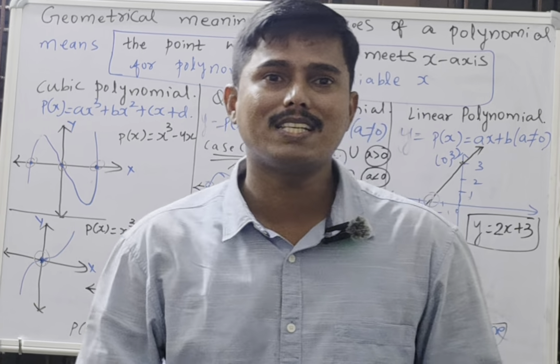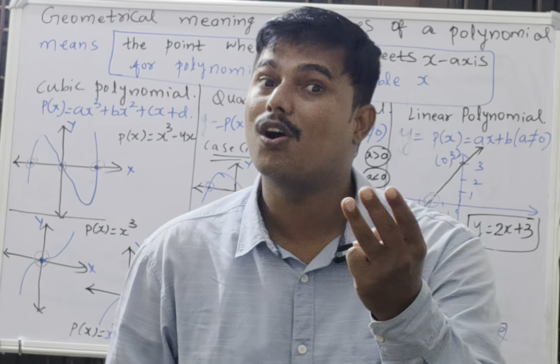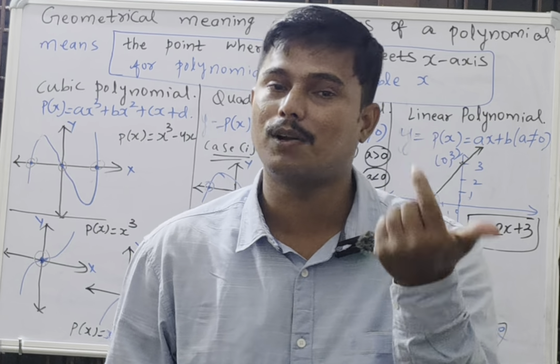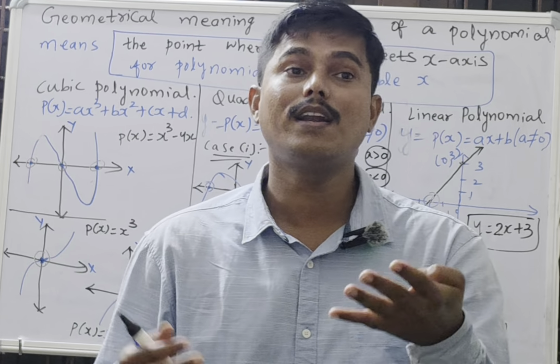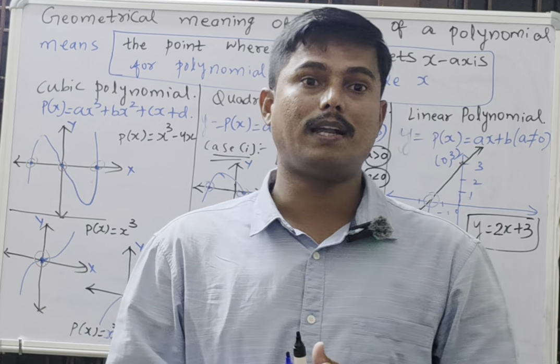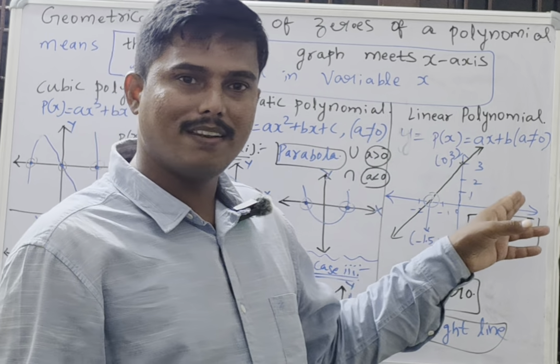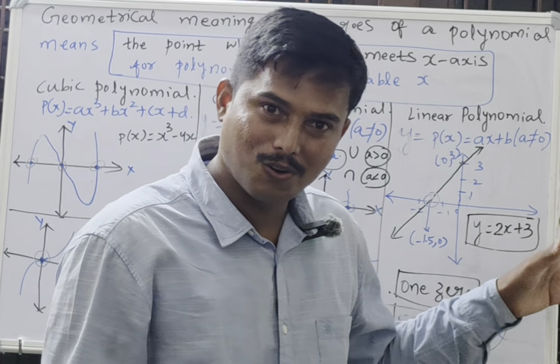So a cubic polynomial has at most how many zeros? At most 3 zeros. And at most means what? It may have 3 or 2 or 1 or no zeros. This concept we are also going to use in probability. Now, degree 3, at most 3. Degree 2, at most 2. Degree 1 is having only 1 zero.